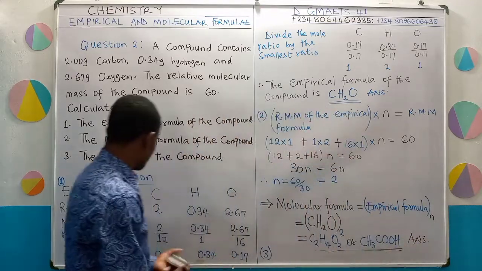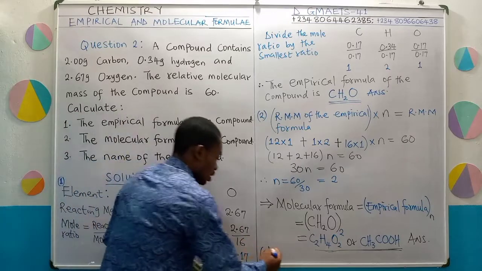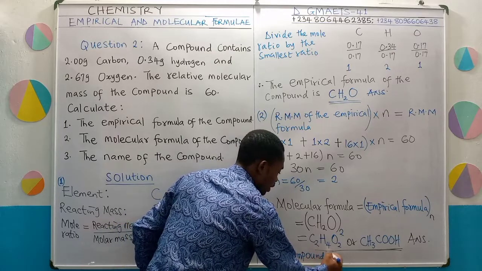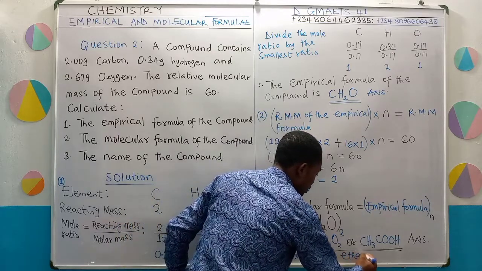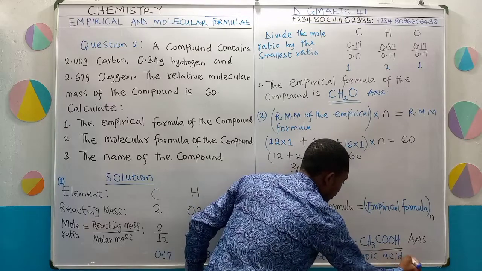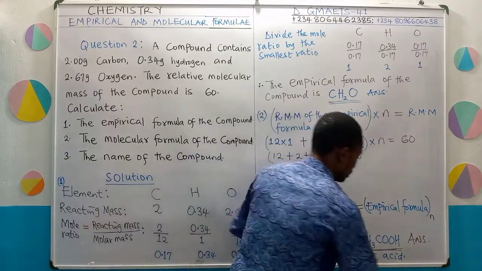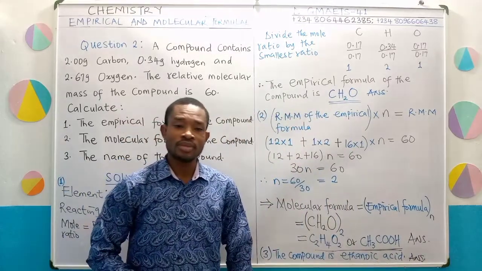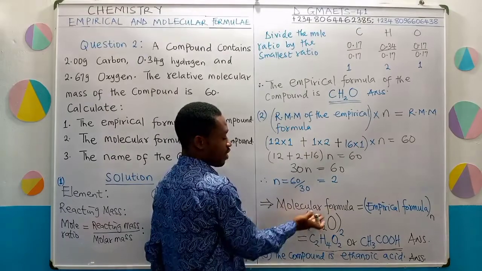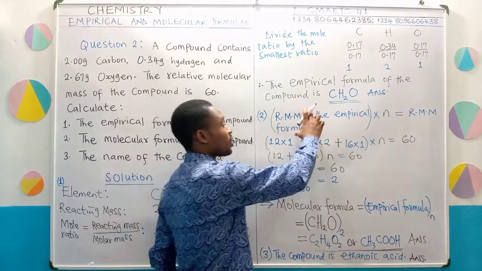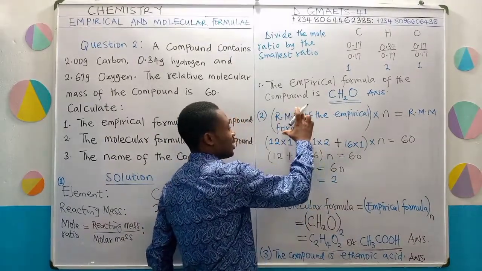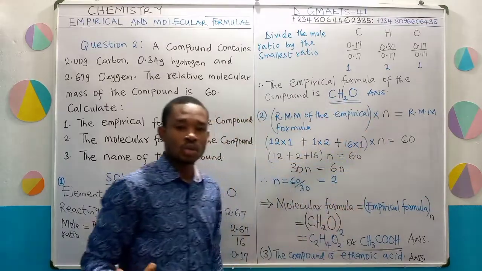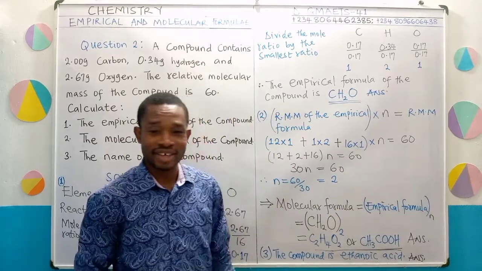So we conclude with the name of the compound. The name of the compound is ethanoic acid. Ethanoic acid. That's the name of the compound. The third answer. And that is how we solve this problem. You can see the way I determined the molecular formula. Simple. Once you get empirical formula, determine the relative molecular mass of that empirical formula. Use it to multiply an unknown, which is a whole number multiple. I used n there. You can use any other alphabet.